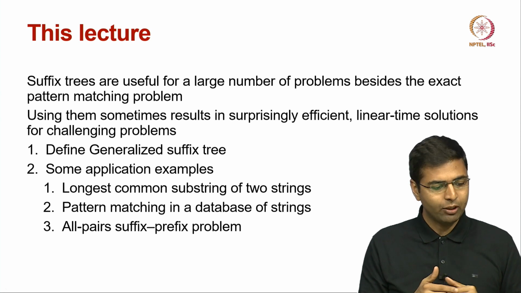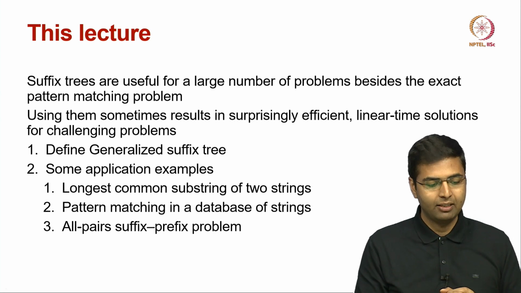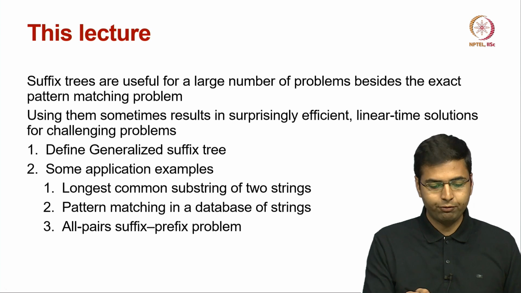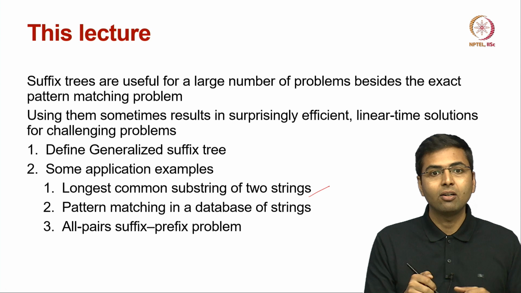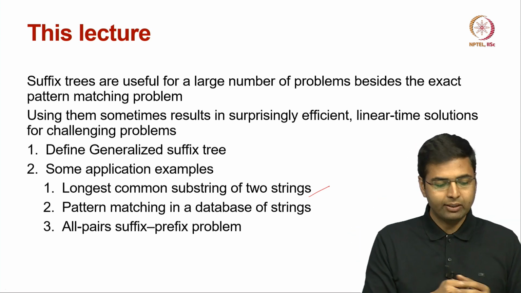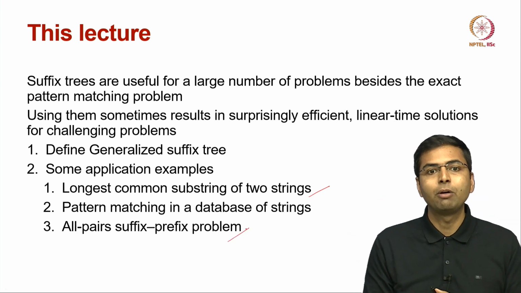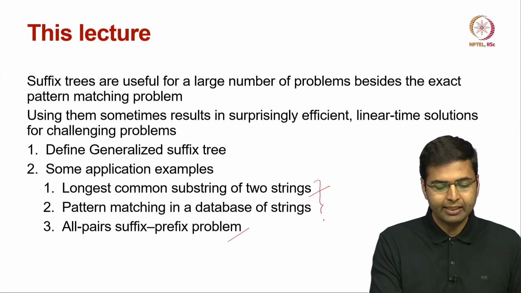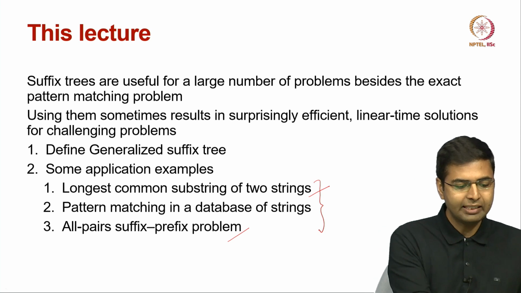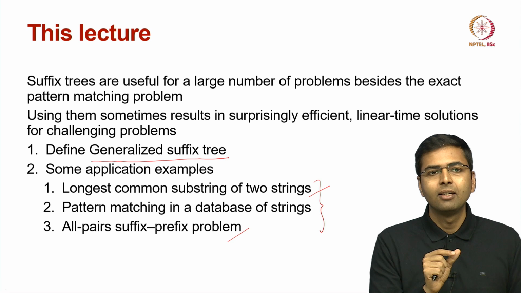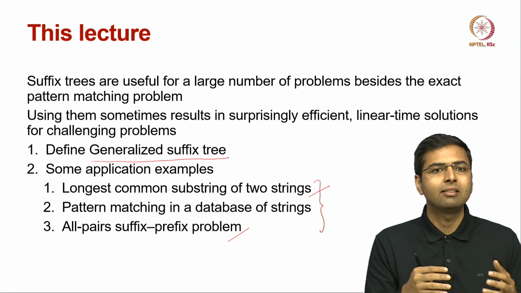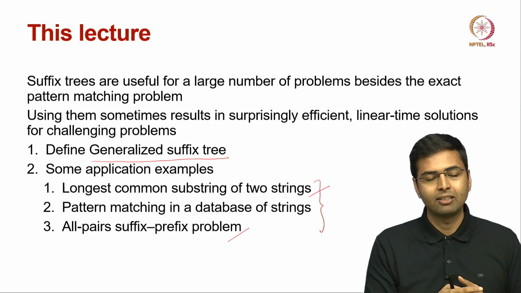So in this lecture we are going to look at three application examples. One is the longest common substring of two strings. Second is pattern matching in a database of strings, and third is the all pairs suffix prefix problem. Now one prerequisite to understand these applications will be the generalized suffix tree. This is a very simple extension of the suffix tree that we have studied so far. So we will define what a generalized suffix tree is, and then we will see how this helps in these applications.